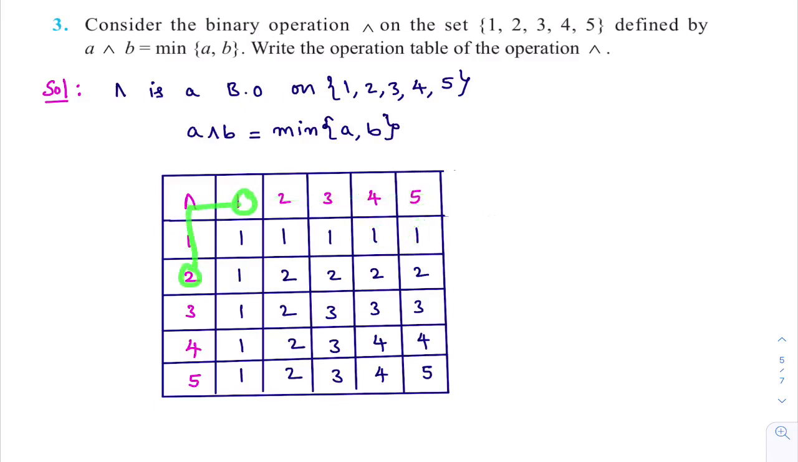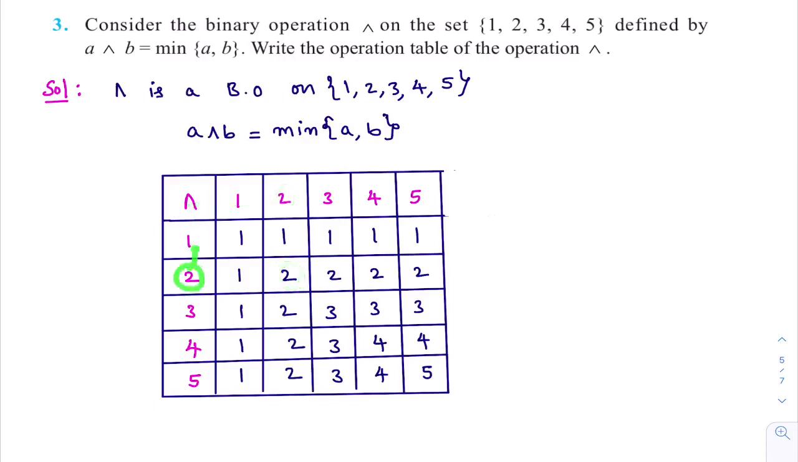Similarly, minimum of 2 and 1. What is the minimum value of 2 and 1? Minimum value of 2 and 1 is 1 only. What is the minimum value of 2 star 2? Minimum of 2 comma 2 means 2 only we'll write. I hope you understand this. Minimum of 2 comma 2 means 2. Minimum of 3 comma 3 means 3.